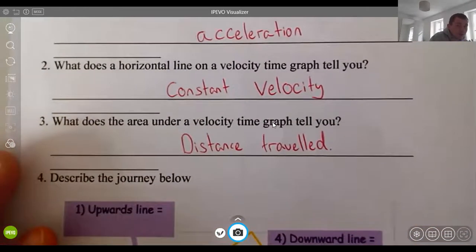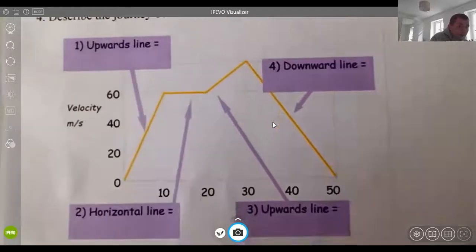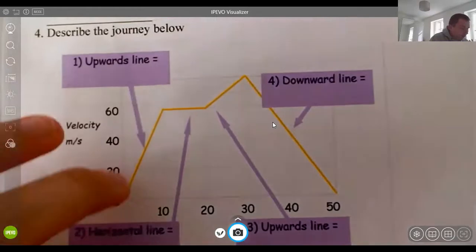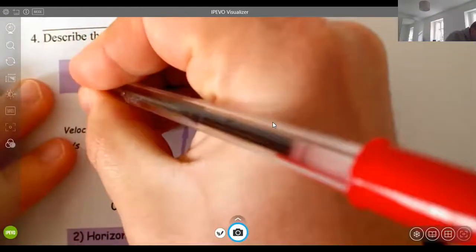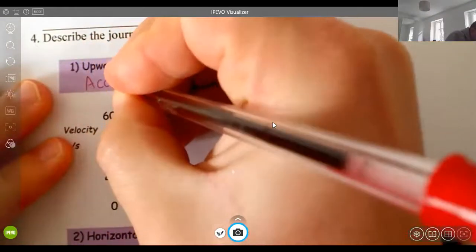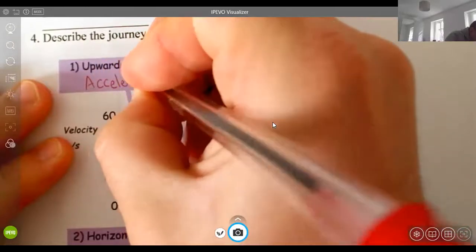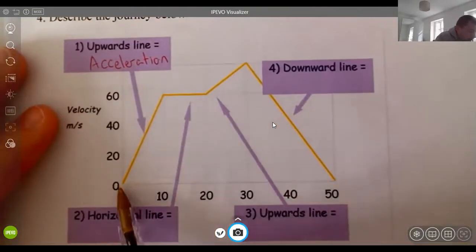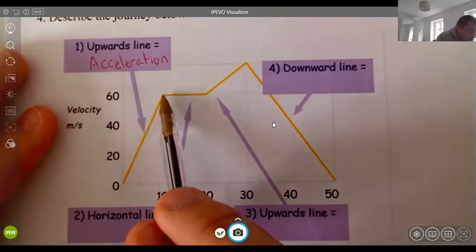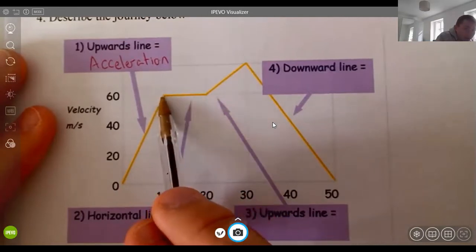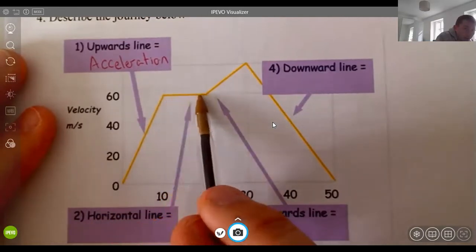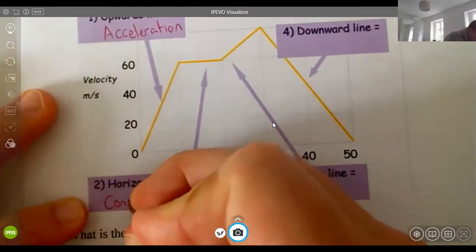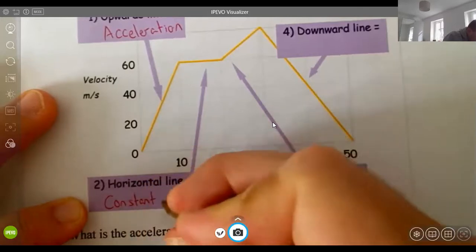Have a look at the graph and I'll put it into practice. So here's one that I made up for you. Again, the upwards line here, number 1, the journey between here and here, they are accelerating. So acceleration. If we look at the horizontal line, you can see they got faster and faster and faster, and then it's leveled off here. Because the velocity is not changing, they are traveling at a constant velocity. So when you see a horizontal line, it is a constant velocity.